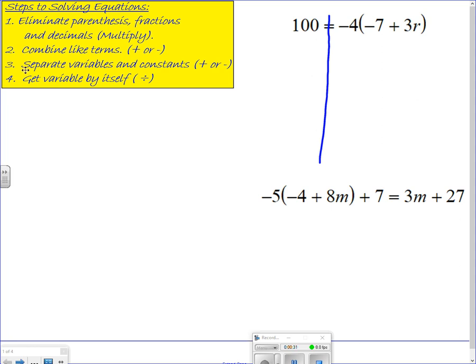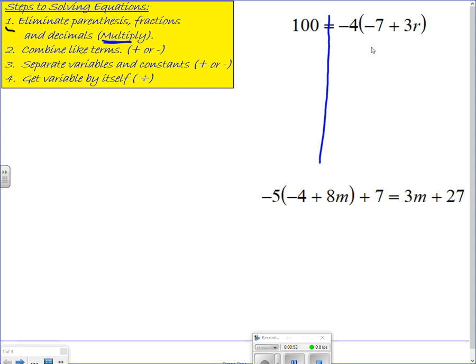Step number 1 is eliminate parentheses, fractions, or decimals. So look at the equation they gave you. Do you have any parentheses, fractions, or decimals? Okay, we have parentheses, and according to this, we should get rid of them by multiplying.